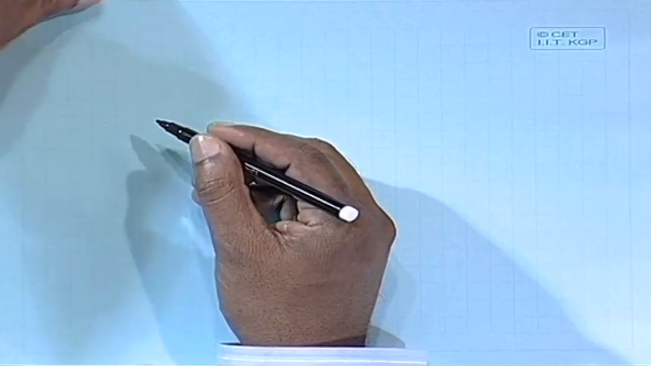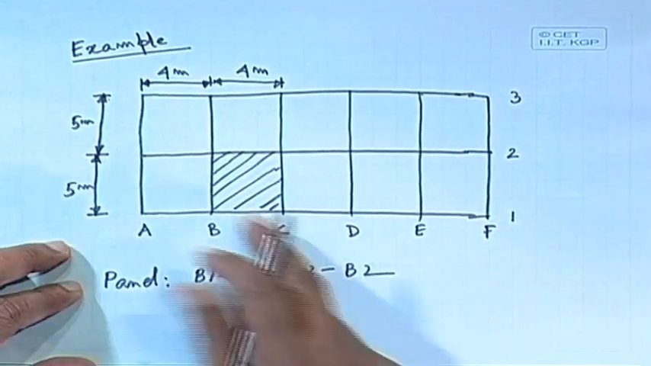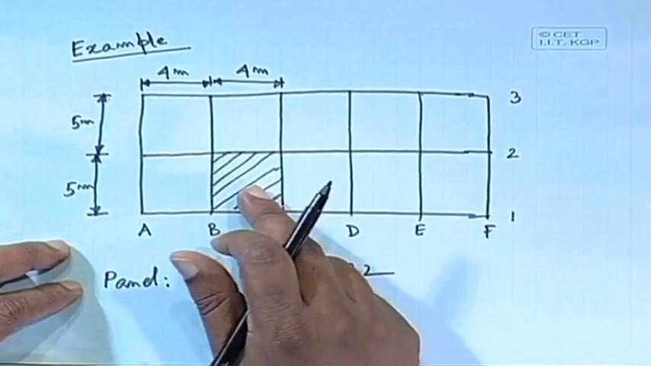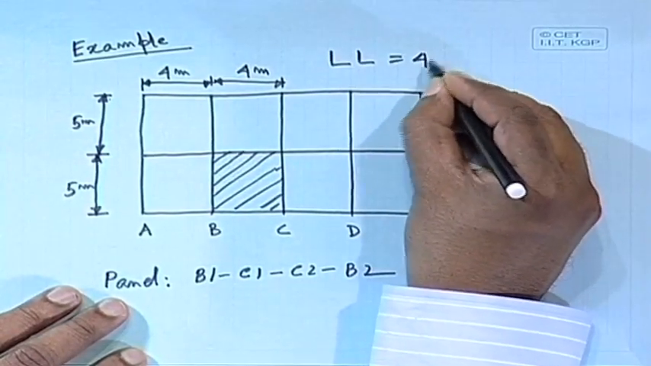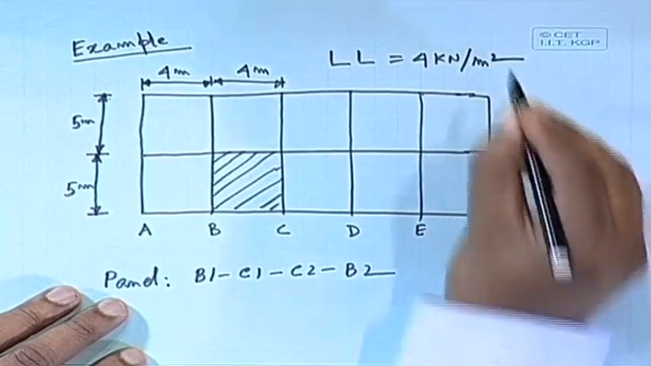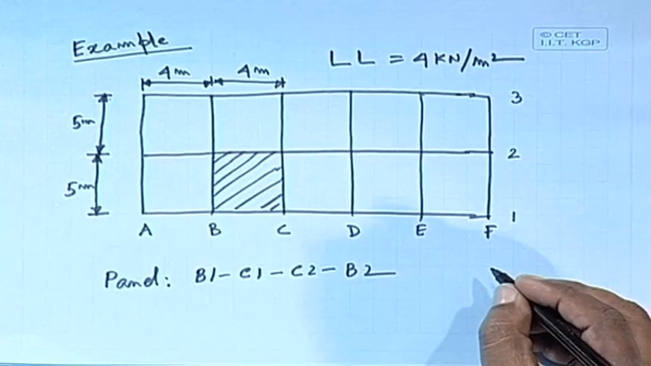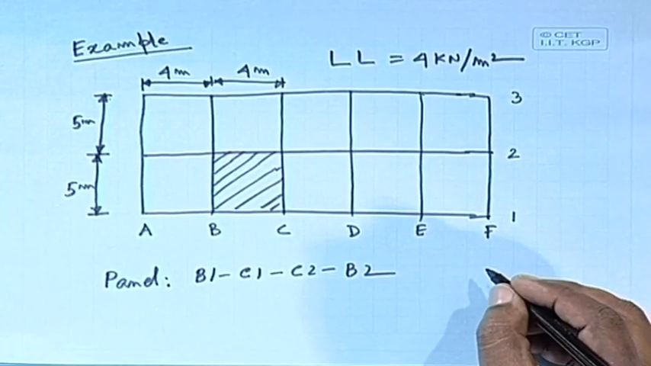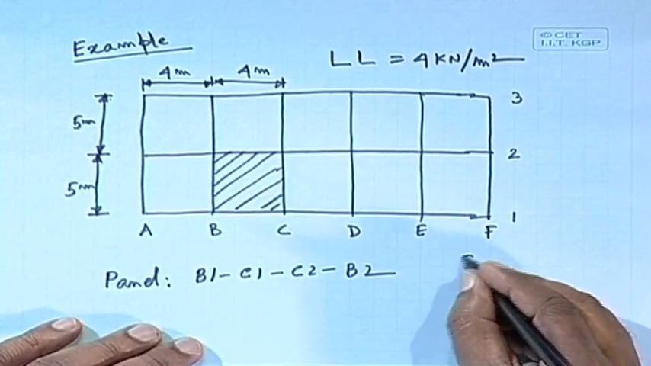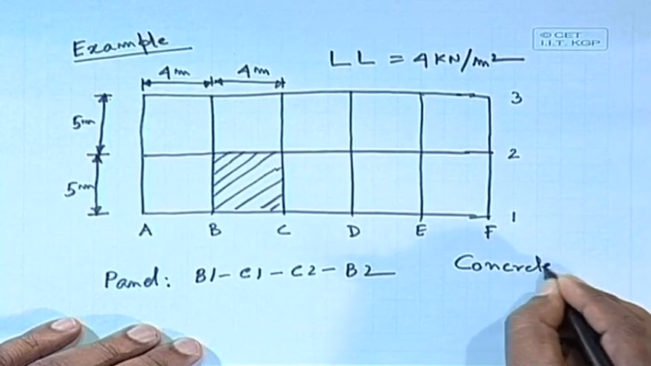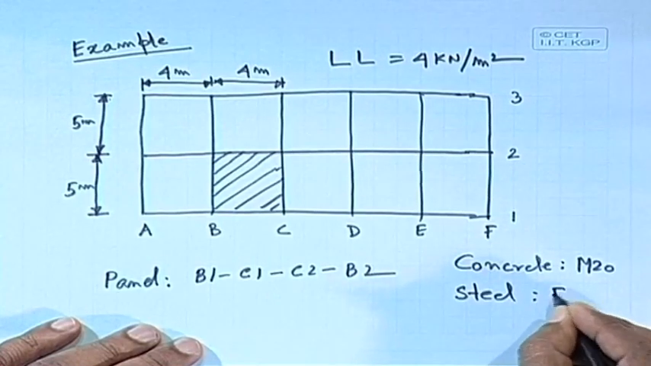Shall I keep it for some time? You have copied this one. What we shall do is design this panel, and let us say that your live load is 4 kilonewton per square meter. I can give the concrete grade, possibly M20. That concrete grade M20 we are using here, and steel Fe415.